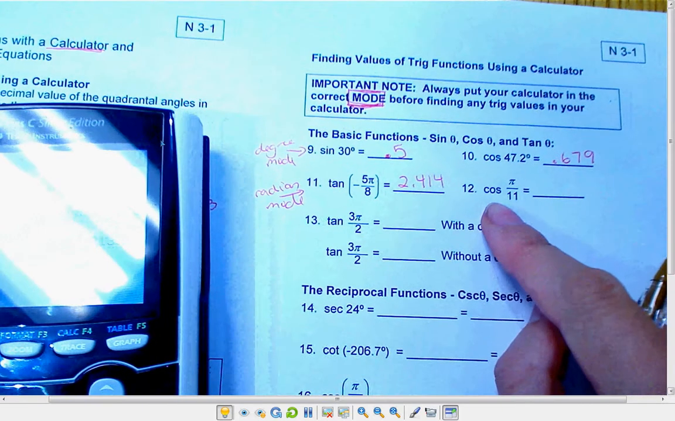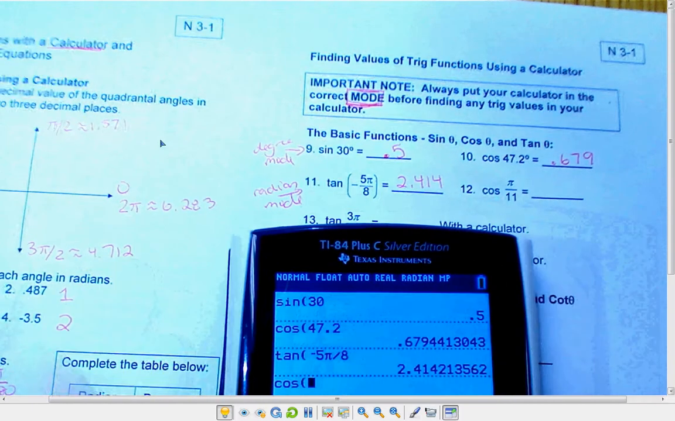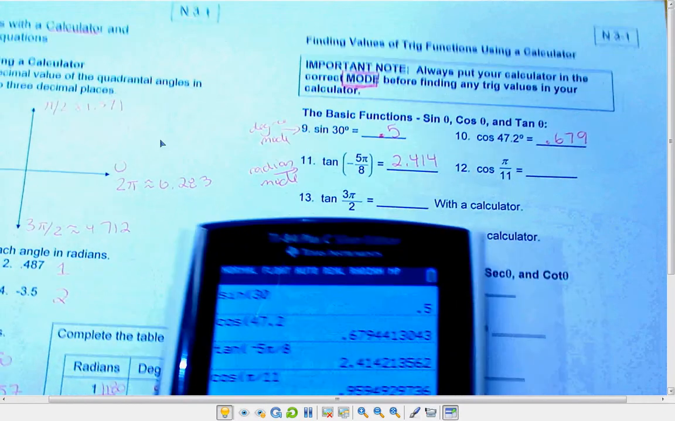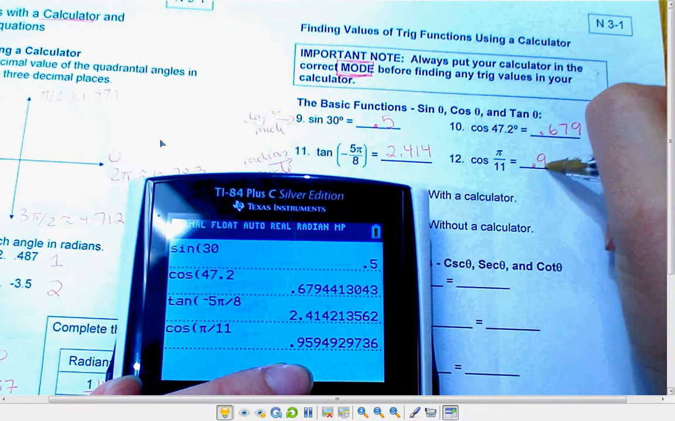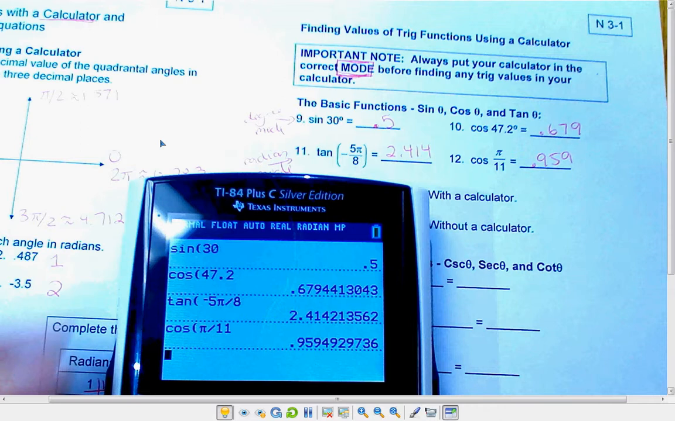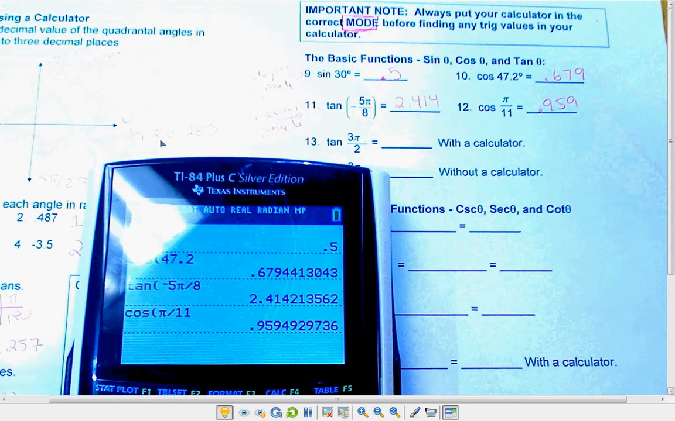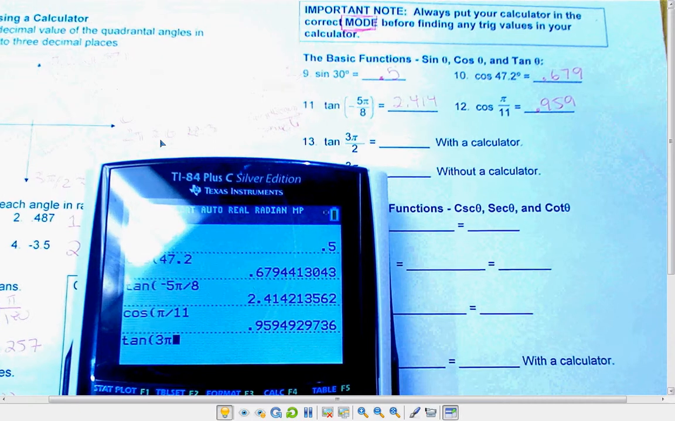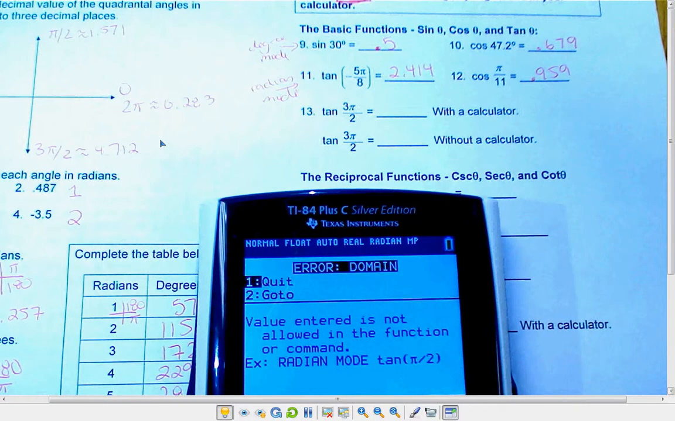So number 12, also radians. So we're going to just go into cosine and type in pi over 11. And this is 0.959. Again, 3 decimal points. And again, tangent 3 pi over 2, radian. So I'm typing in tangent 3 pi divided by 2. When I do this, it gives me an error.